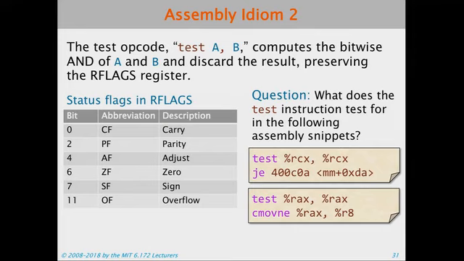The test opcode, test A B, computes the bitwise AND of A and B and discards the result, preserving the flags register. Okay? So basically it says, what does the test instruction for these things do? Okay? So what is the first one doing? So it takes RCX, yeah? So it takes the bitwise AND of A and B, right? And so then it's saying jump if equal.